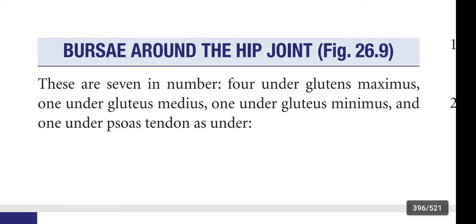In this video we are going to learn about the bursa around the hip joint. These are 7 in number: 4 under gluteus maximus, 1 under gluteus medius, 1 under gluteus minimus and 1 under the psoas tendon. Okay.